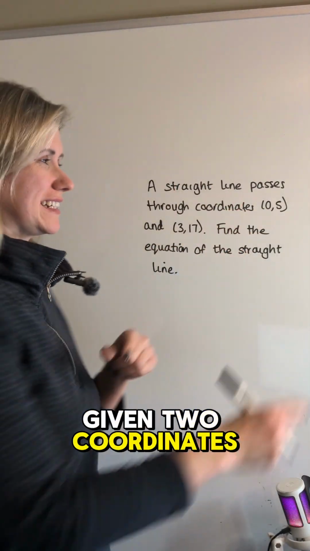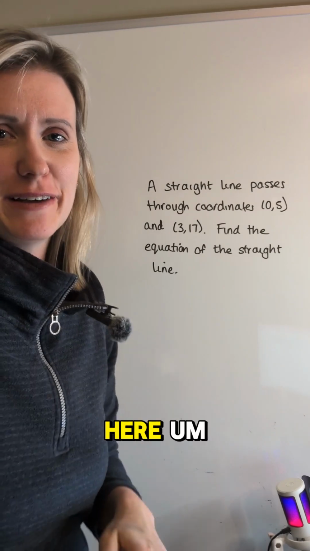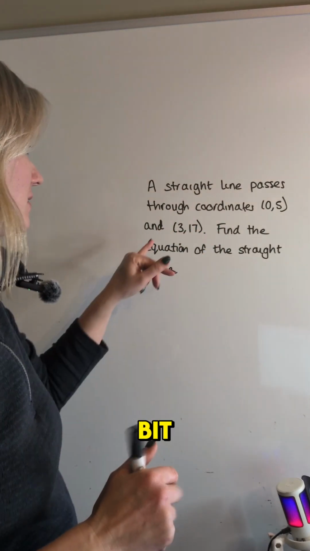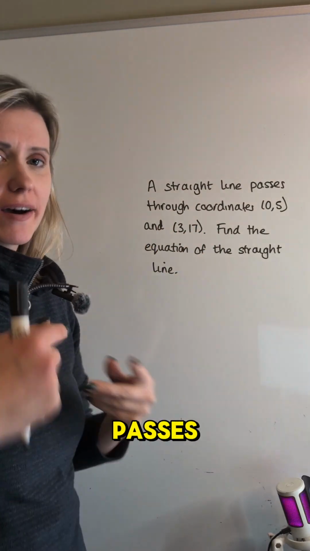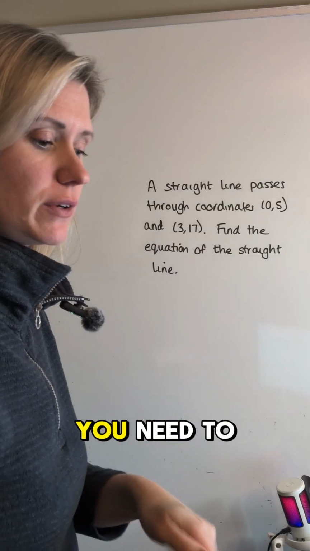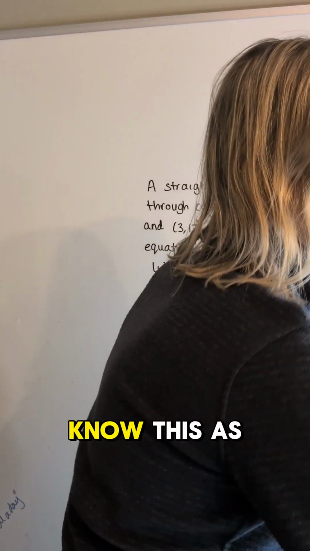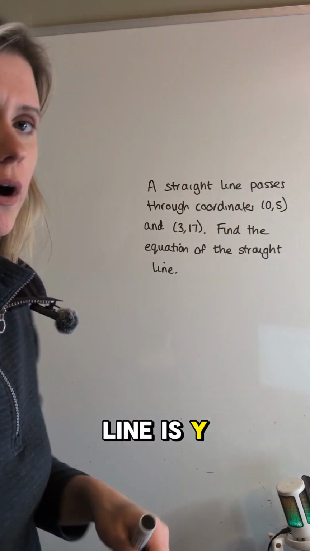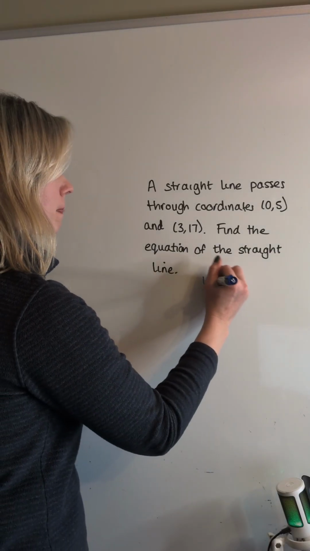Okay, so you're given 2 coordinates. They've been really nice to us with this coordinate here, but I'll tell you why in a bit. Find the equation of the straight line that passes through those 2 coordinates. You need to know, and this is for grade 5, you need to know this as well, that the equation of a straight line is y equals mx plus c.